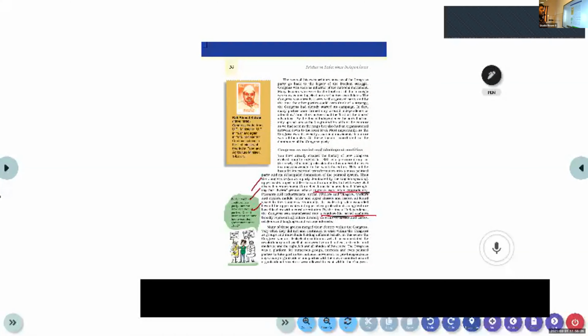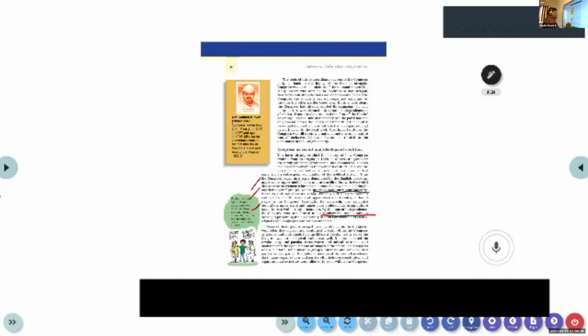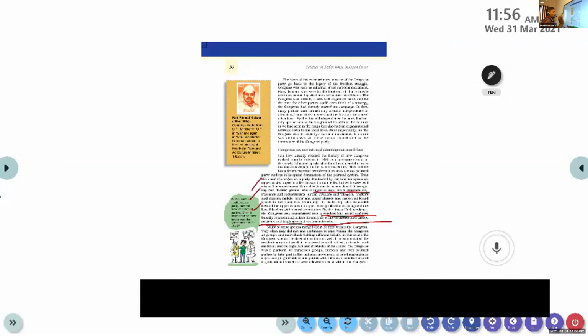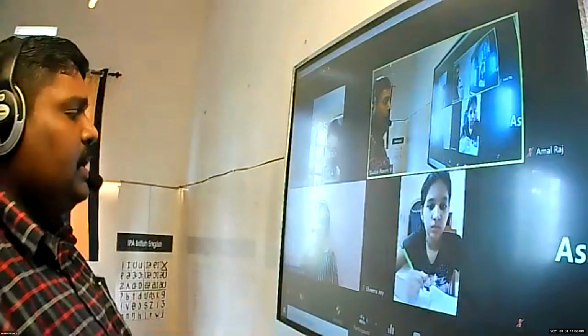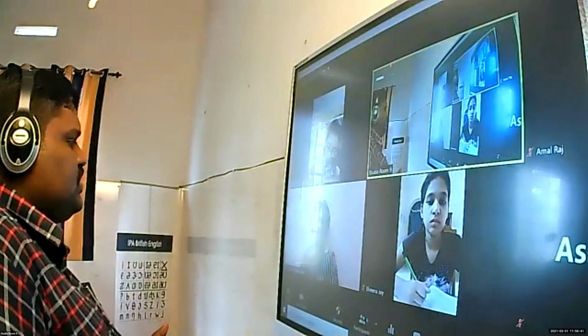Broadly representing India's diversity. So it is the party that broadly represented India's diversity in terms of classes and castes, religions and languages, and various interests. Various interests. Are all these points clear or not?